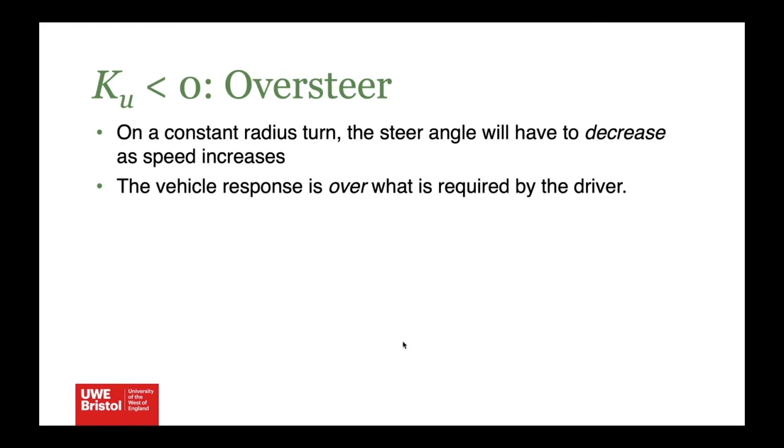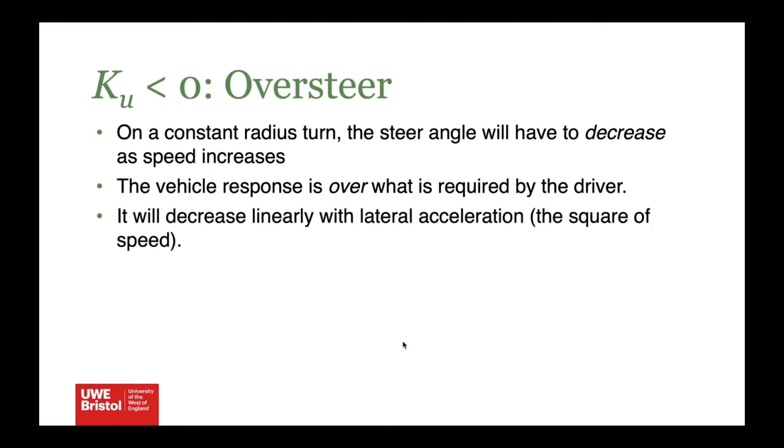Naturally. Often you can obviously get a car into an oversteer situation, but like I said, to maintain the corner, you actually have to turn off the steering lock. The vehicle response is beyond what's required by the driver. So you've got to wind the steering lock off to maintain the radius of the corner, and it will decrease linearly with lateral acceleration, the square of the speed.